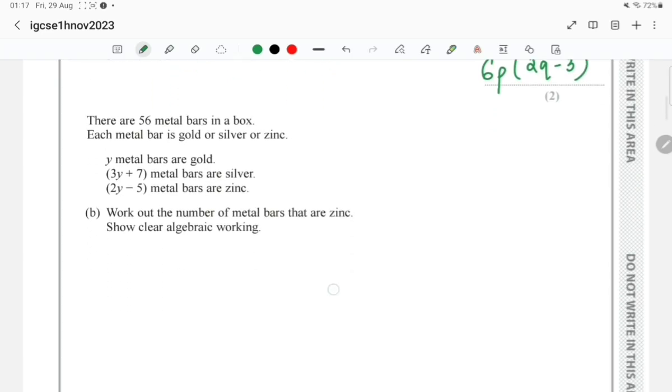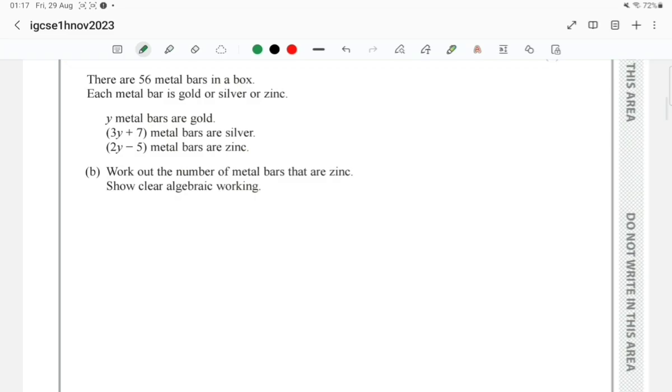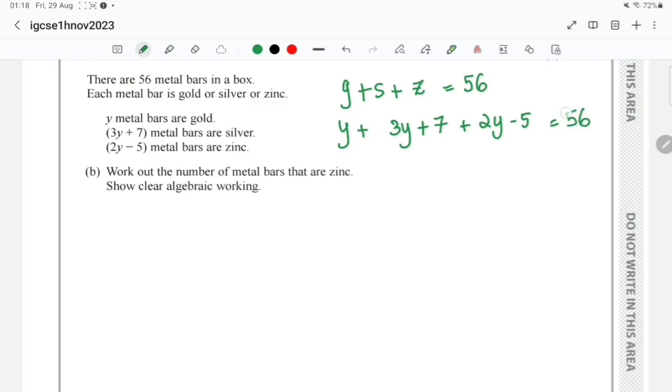There are 56 metal bars in a box. Each metal bar is gold, silver or zinc. So I have gold plus silver plus zinc, which will be a total of 56. Now it says y metal bars are gold, 3y plus 7 are silver and 2y minus 5 are zinc. Now if I add all of that, I should be getting 56, right?